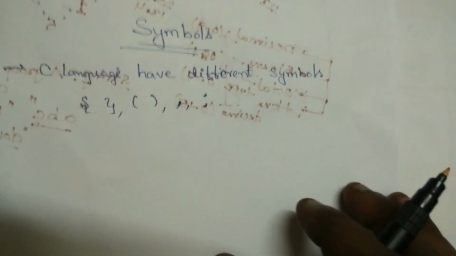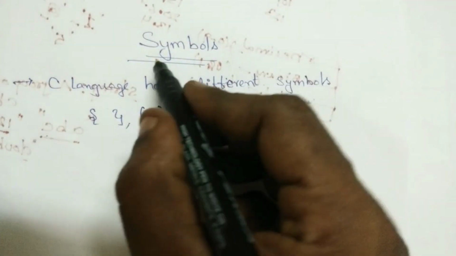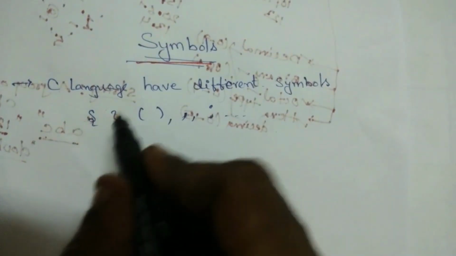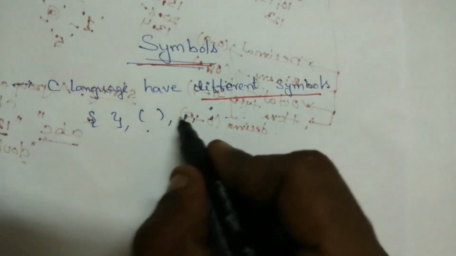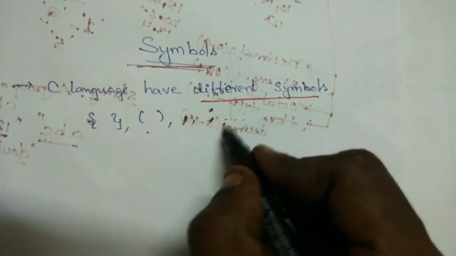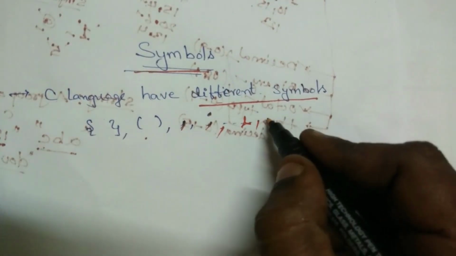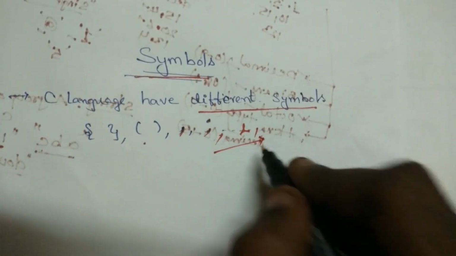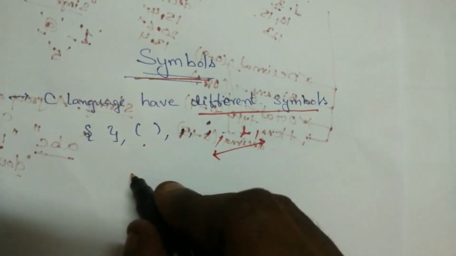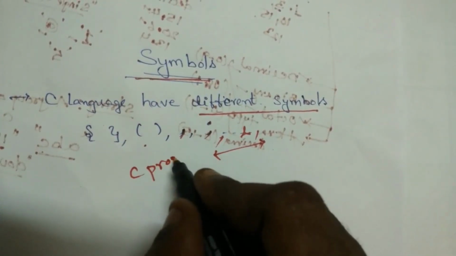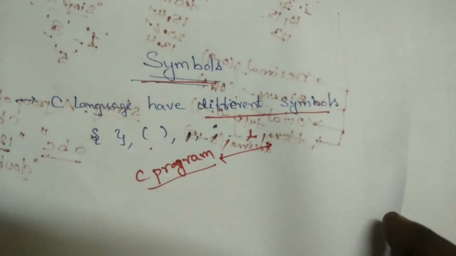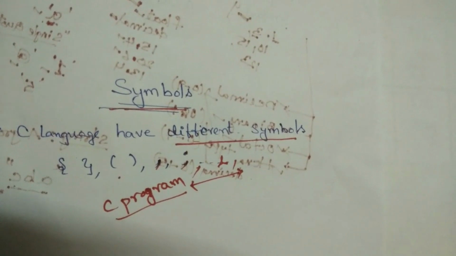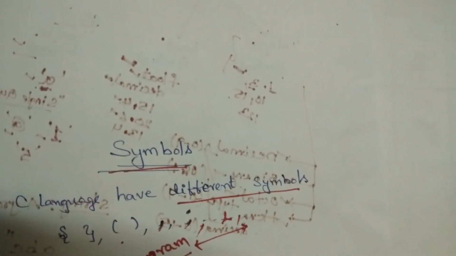Okay, what is the next token? It is the symbols. What is meant by symbols? In C language we have different symbols like flower brackets, parentheses, comma, colon, semicolons, ampersand. We have different symbols used for constructing the C program. There are a different number of symbols used for construction of a C program. Right? This is the fifth C token. And the next one is the operator.